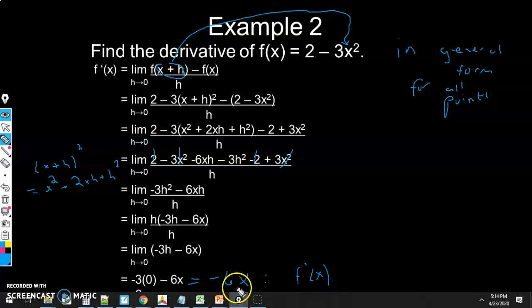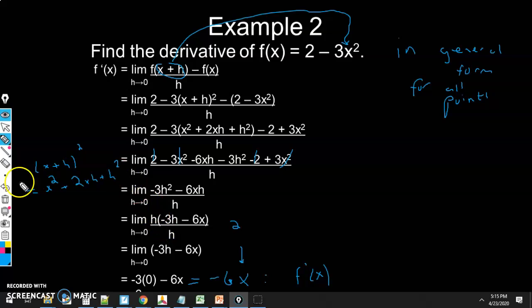And so if you wanted to figure out a particular instantaneous rate of change, say at x equals 2, all you would have to do is substitute a 2 in place of this to figure out f prime of 2. That's kind of why you do this general form, because it's powerful. It allows you to figure out the instantaneous velocity for any particular point.